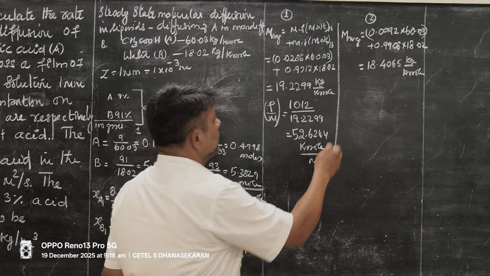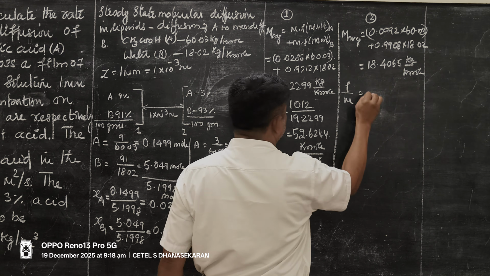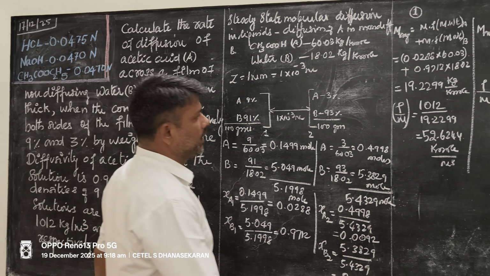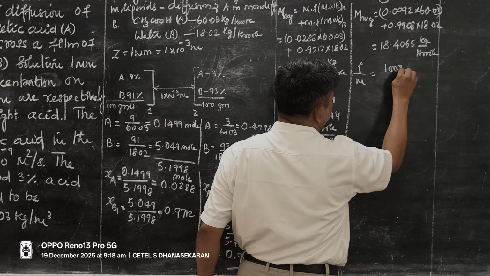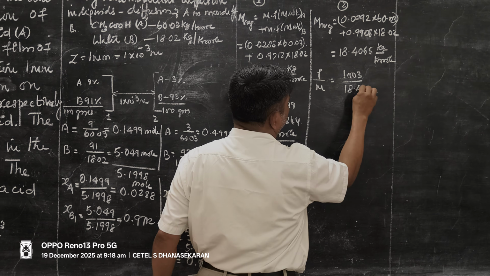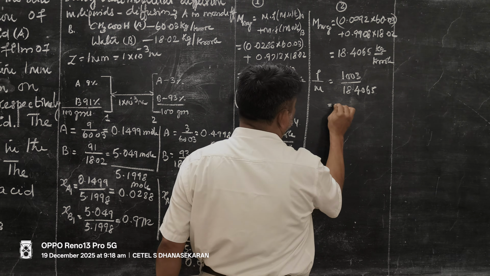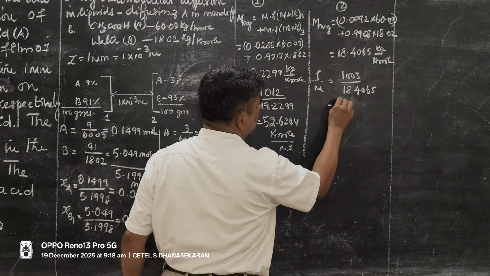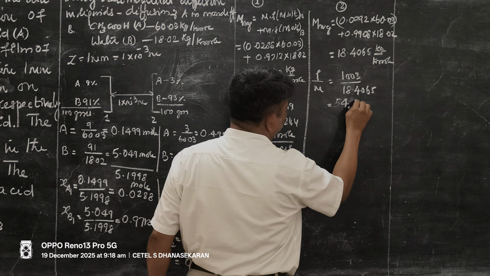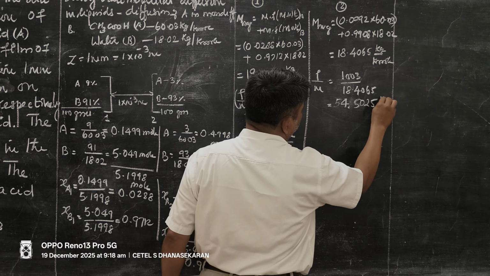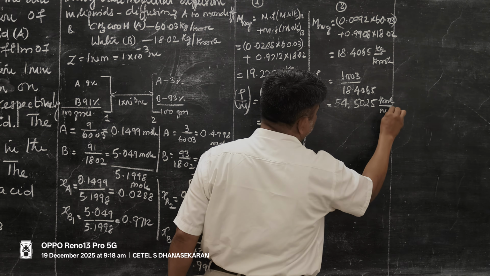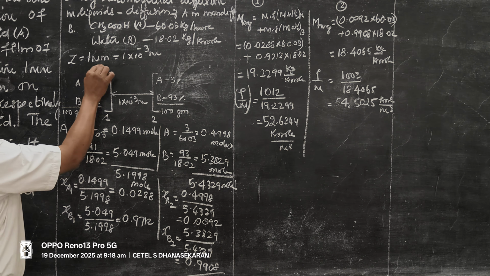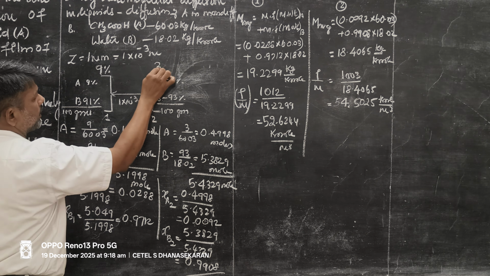Clear? Again, density divided by molecular weight. For 3% solution, the density is 1003. 1003 divided by 18.4065. The answer is 54.5025 kmol per meter cube. This is region 1, this is region 2. Here it is 9% A, this is 3% A.